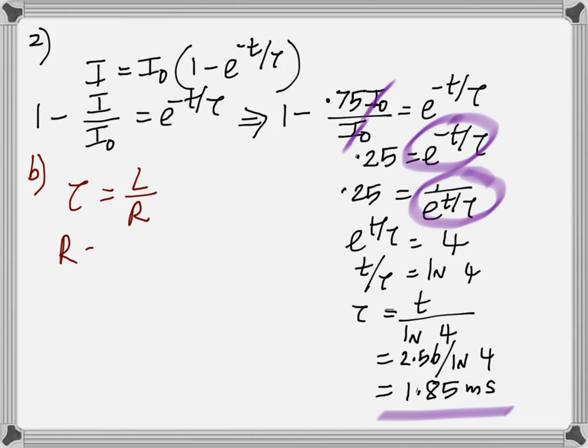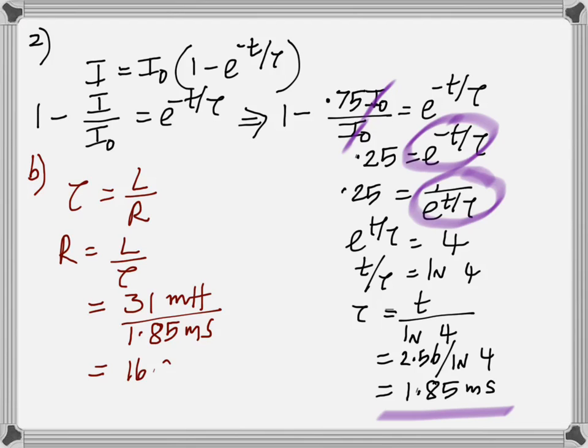In the B part, remember that tau is L by R, 31 millihenry in milliseconds, so really they'll cancel out. You get 16.8 ohms.